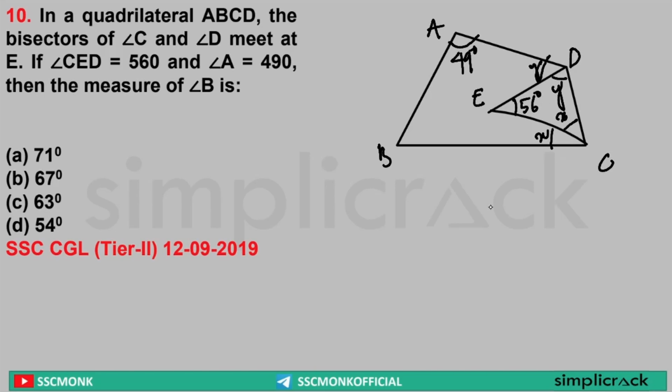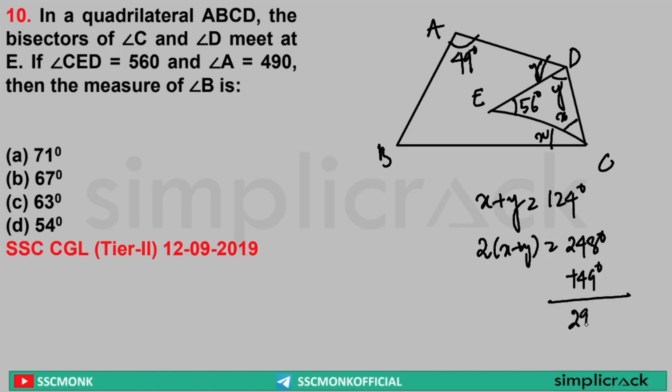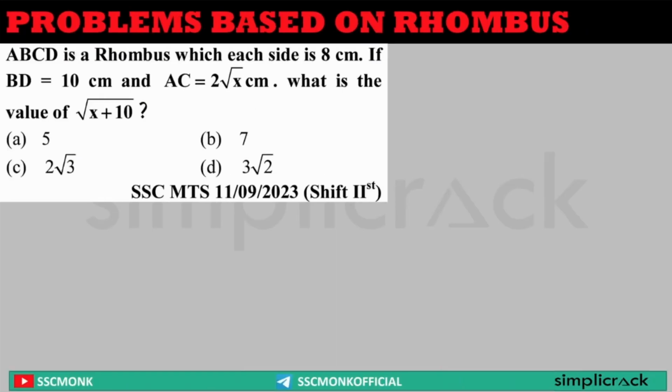Now from this CED triangle, X plus Y is equal to 124. So 2 into X plus Y will be 2 into 124, that is equal to 248 degree. Now 248 degree plus 49 degree is equal to what? 297 degree. So angle B is equal to 360 degree minus 297 degree, that is equal to 63 degree. Answer option C.